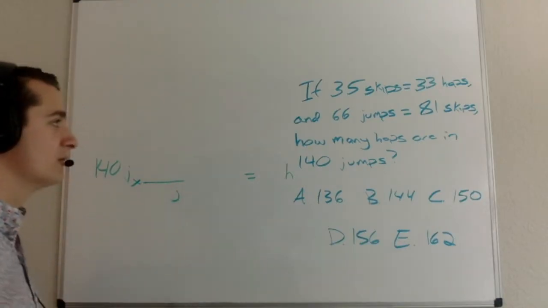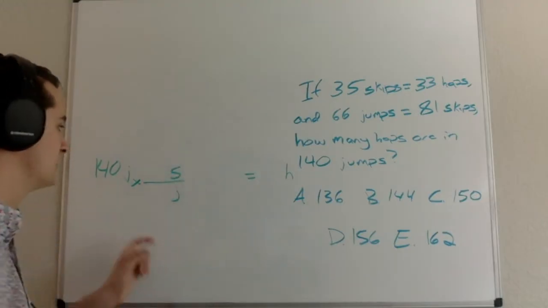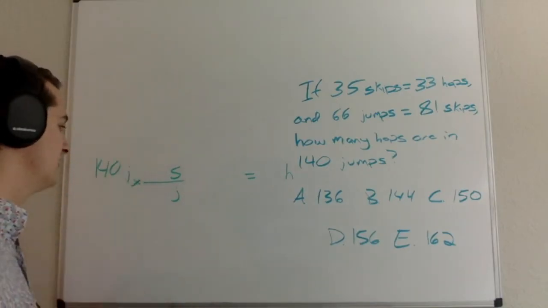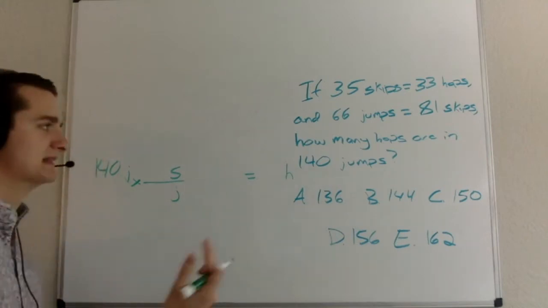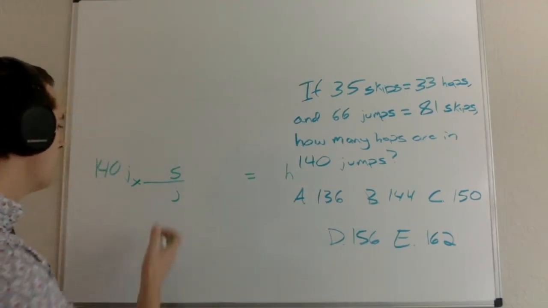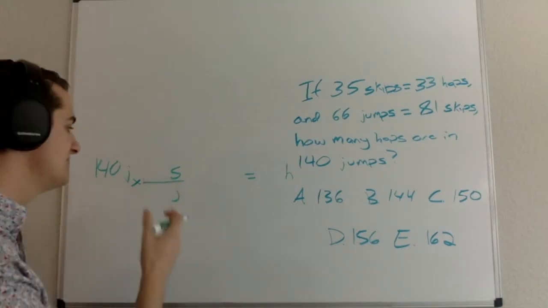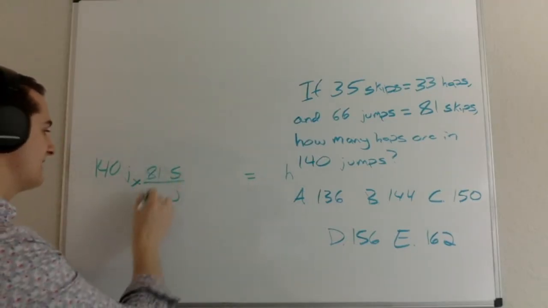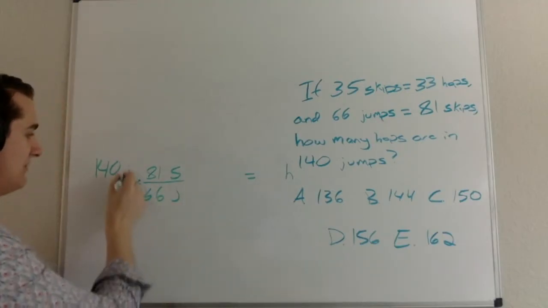And I want to convert immediately to skips, eventually to hops, but immediately to skips. So I'm going to put skips on the top. Now, like we said on the last question, I want this value on top to be equal to this value on the bottom so that we don't change our underlying length of a skip or a hop. So what I know is that 81 skips are equal to 66 jumps. And so I'm going to do that. That's going to allow me to cancel my jumps.